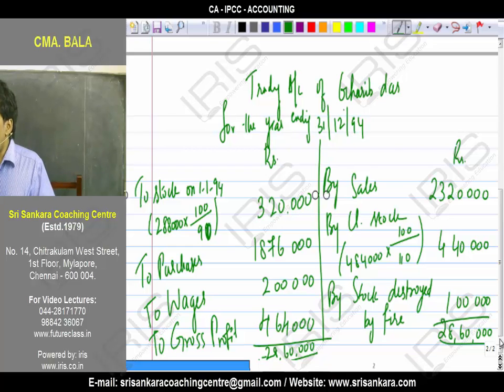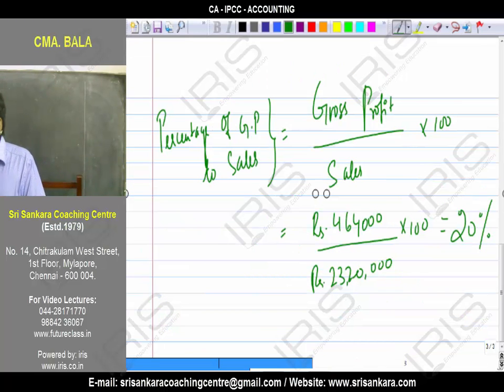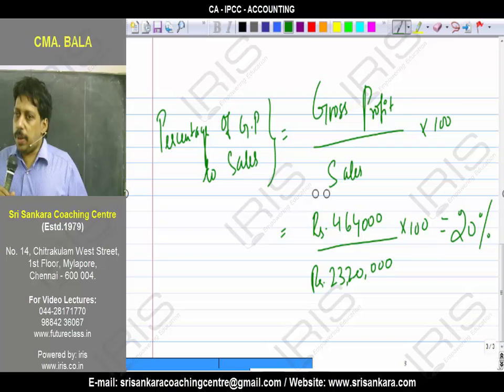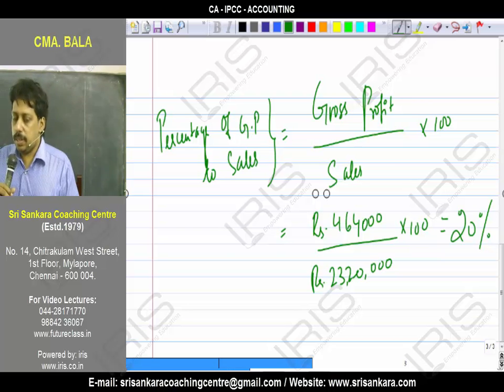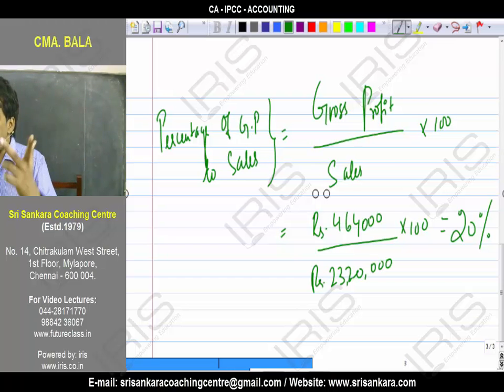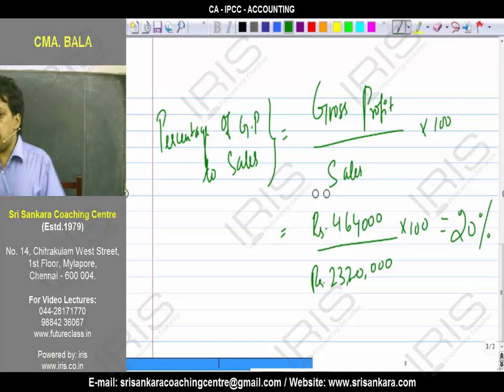Now I want to find the rate of GP, which is always computed on sales. So what is the rate of GP? It is 4 lakh 64,000 divided by 23 lakh 20,000 into 100. How much do you get? 20% is the rate of GP. Okay, we are done with the first step. So we prepared a trading account for the year 1994 and ascertained the rate of GP.